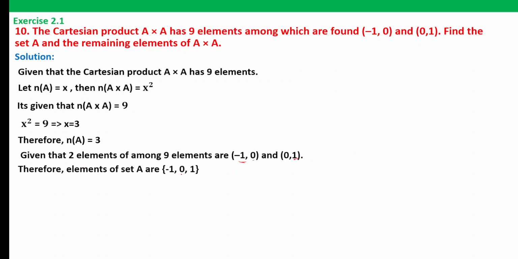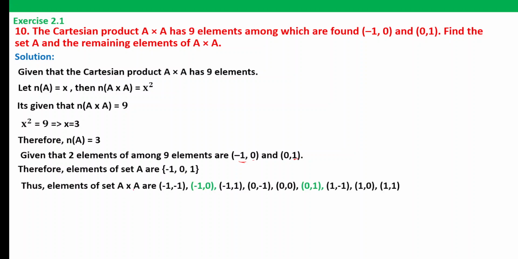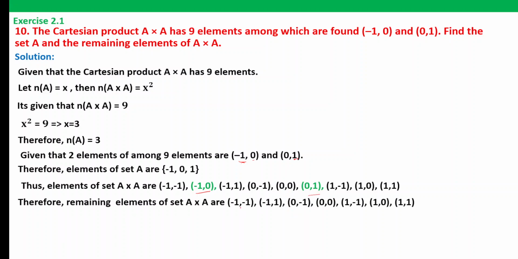Now, let us find the remaining elements. A × A is (-1,-1), (-1,0), (-1,1), (0,-1), (0,0), (0,1), (1,-1), (1,0), (1,1). Already (-1,0) and (0,1) are given here. Therefore, the remaining elements are (-1,-1), (-1,1), (0,-1), (0,0), (1,-1), (1,0), (1,1), which are not colored.